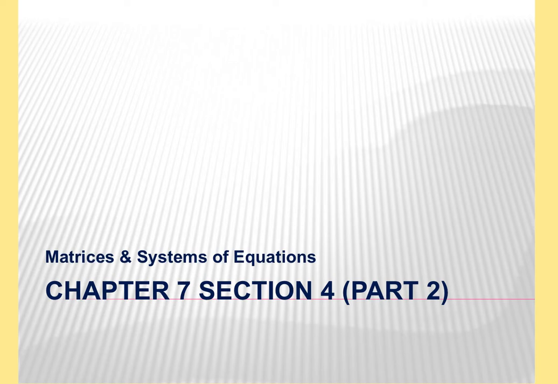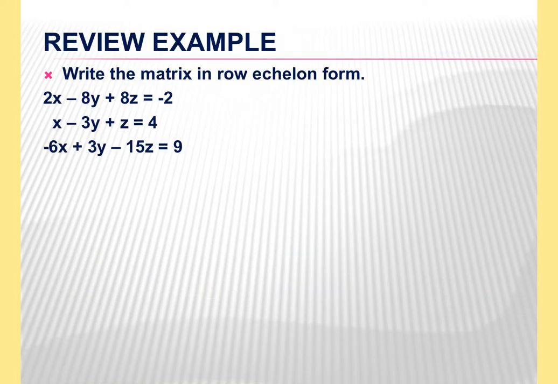All right, so this is chapter 7, section 4, part 2. We kind of left off here, right, where it said write the matrix in row echelon form. So how do I know it's in row echelon form? Diagonals of ones and zeros where? Below, only below, right? If it was reduced row echelon, then it's above and below.